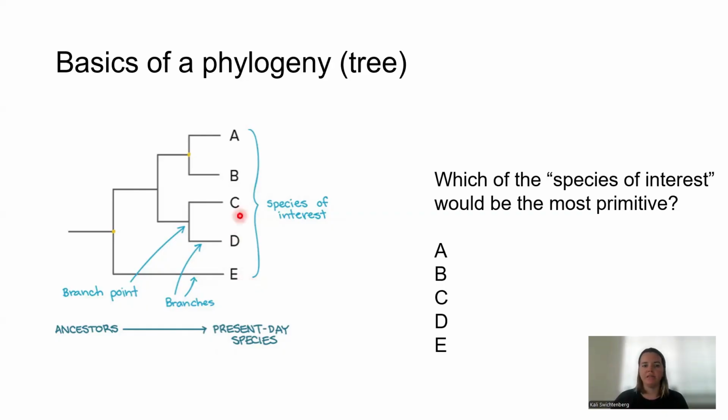incorrect. There is no primitive species of interest in this phylogeny, and that is because we are looking at this through time, right? And so species E is evolving just as long as species A is. It's just that A has more species that are more similar to it, and E is less similar than all of the other species. So there is no more primitive in phylogenetics. There is just more or less similar.